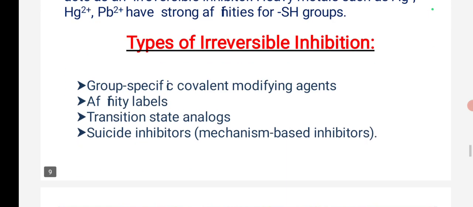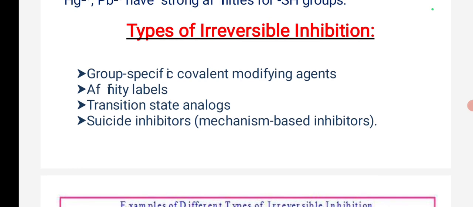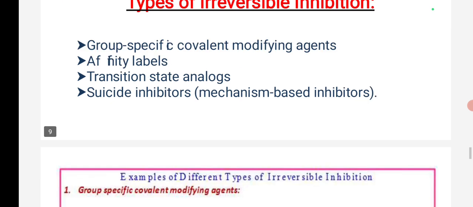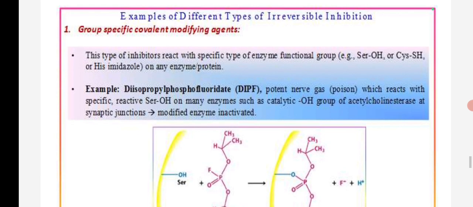Next, move on to types of irreversible inhibition: group specific covalent modification agents, affinity labels, transition state analogues, and suicide inhibitors. Example, group specific covalent modification agent. This type of inhibitor reacts with a specific type of enzyme functional group, for example the serine hydroxyl group, cysteine SH group, or histidine imidazole group on the enzyme protein.